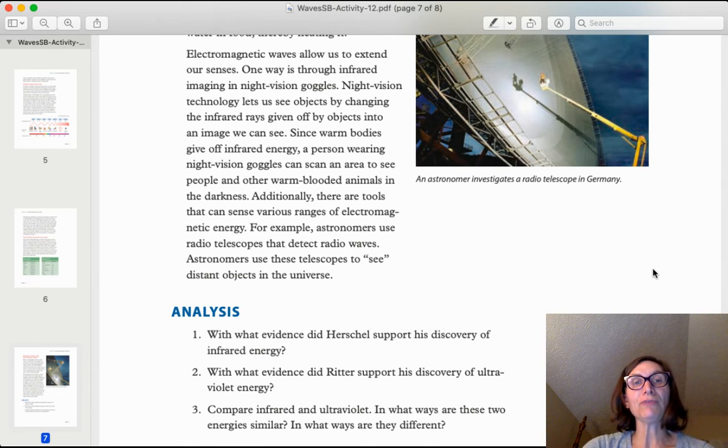One way is through infrared imaging in night vision goggles. Night vision technology lets us see objects by changing the infrared rays given off by objects into an image we can see. Since warm bodies give off infrared energy, a person wearing night vision goggles can scan an area to see people and other warm-blooded animals in darkness. Additionally, there are tools that can sense various ranges of electromagnetic energy. For example, astronomers use radio telescopes that detect radio waves. Astronomers use these telescopes to see distant objects in the universe. Remember the black hole story.